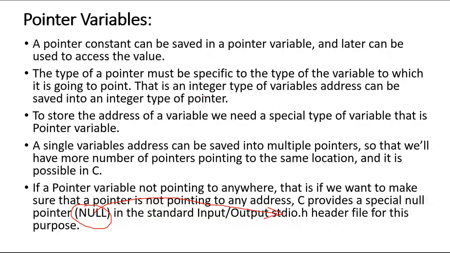Suppose you have an integer variable's address to store, you have to declare an integer type of pointer. Here, an integer type of variable's address can be saved into an integer type of pointer. So to store the address of a variable, we need a special type of variable, that is a pointer variable. Whenever we are dealing with addresses to store, we are talking about pointer variables. This also we discussed.